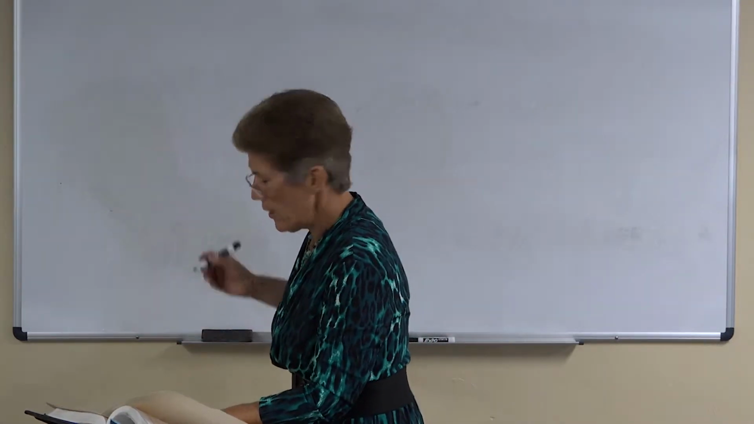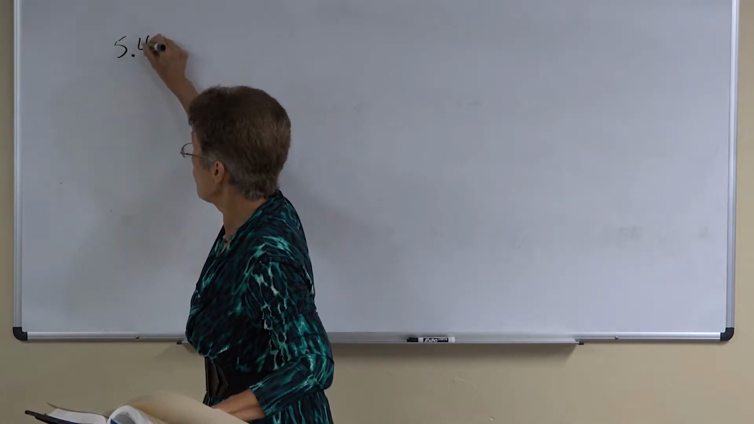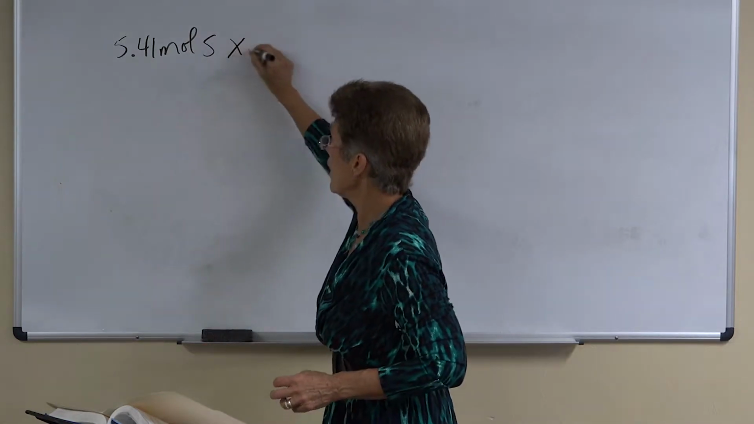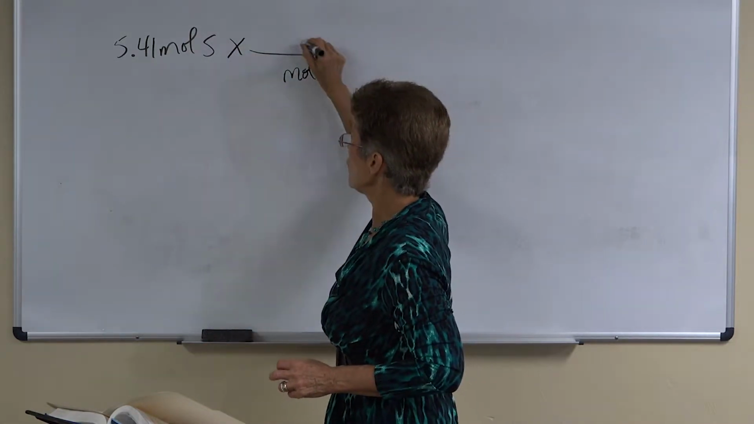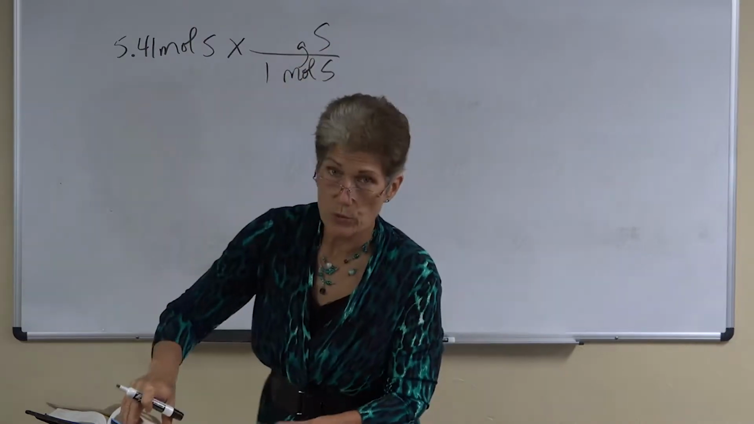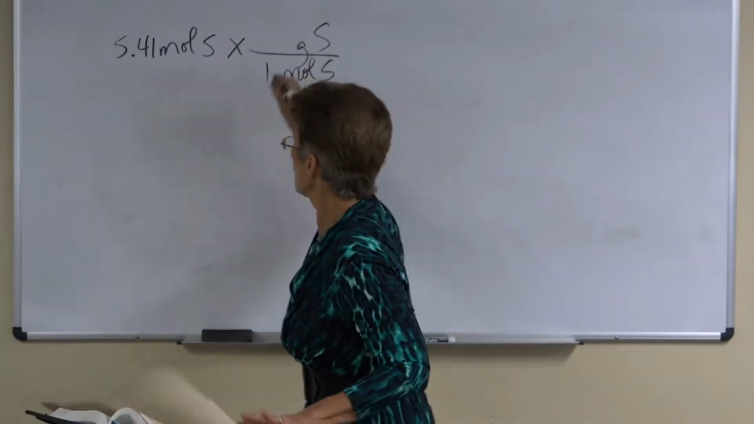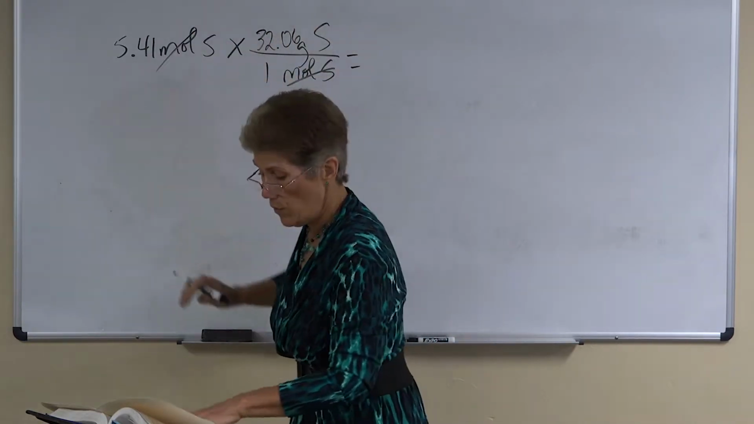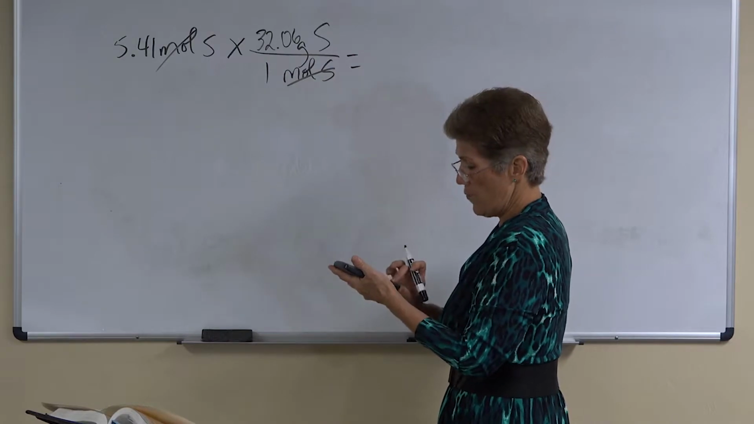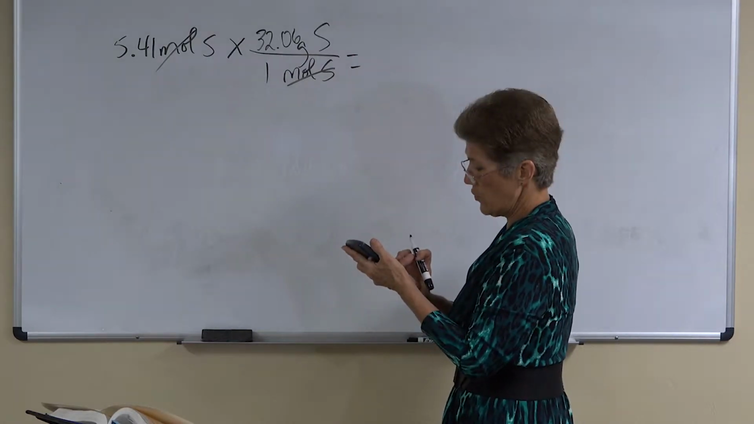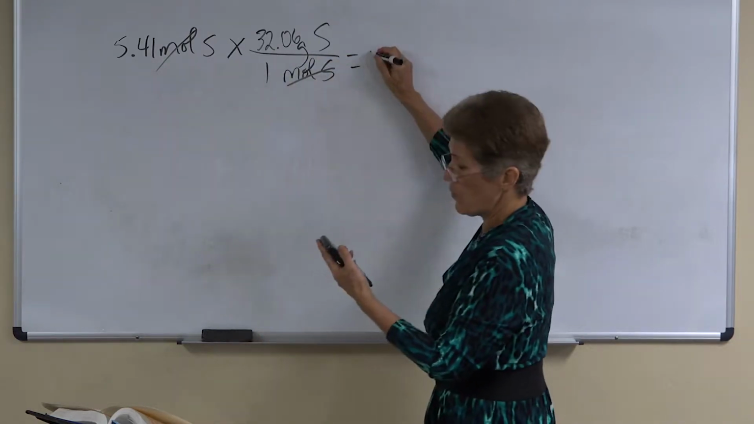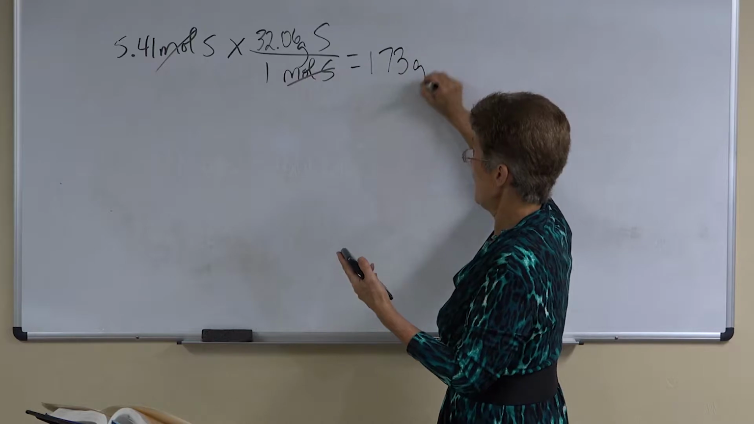So we are given 5.41 moles of sulfur, and we want to know how many grams. So we're going to go times line, moles of sulfur, grams of sulfur, and every 1 mole, you look on your periodic chart, it's 32.06. This will cancel, so we're going to go 5.41 times 32.06. That gives us 4, I got 3 significant figures here, so I'm only going to have 3 in my answer, and that's grams of sulfur.